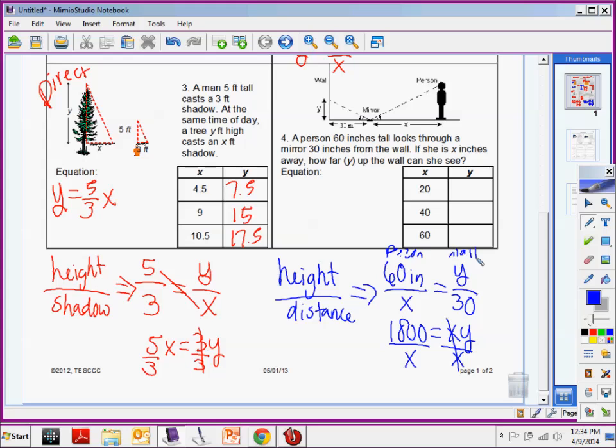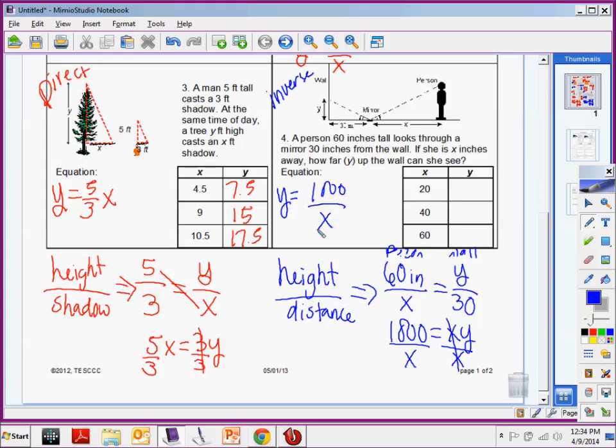This is an inverse. And why is it inverse, Nick? Because I'm dividing. So when I use a proportion, I can create either a direct relationship or an inverse relationship. It's a power function. It says on the computer. So Y equals 1800 over X.